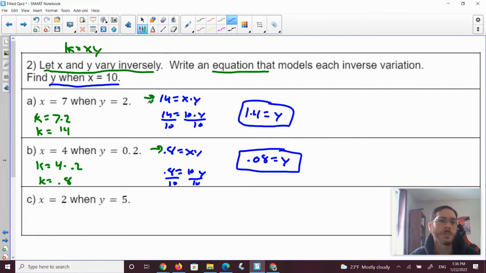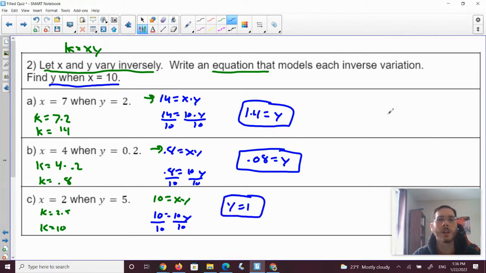All right, and then for the last one, since x is 2 when y is 5, we say k equals 2 times 5. k is equal to 10. So we say 10 equals xy. I'm going to put that one in green because I probably should put the other ones in green for equations. Replace the x with a 10. Divide both sides by 10. And so we get y equals 1. All right, so we've solved them all out.